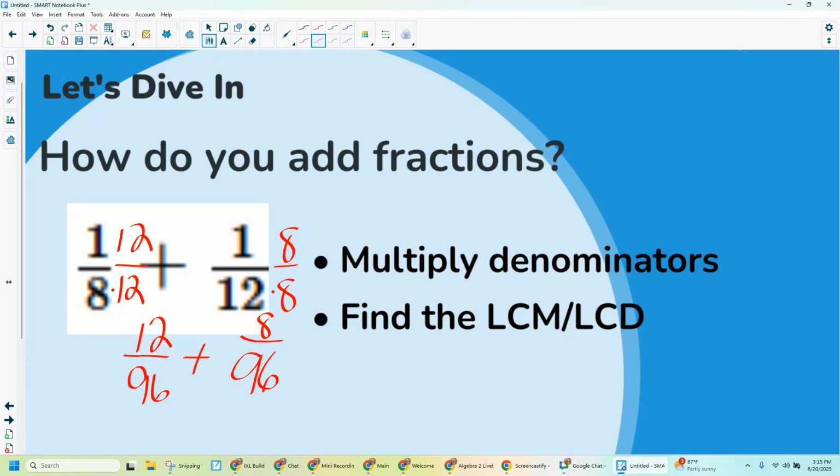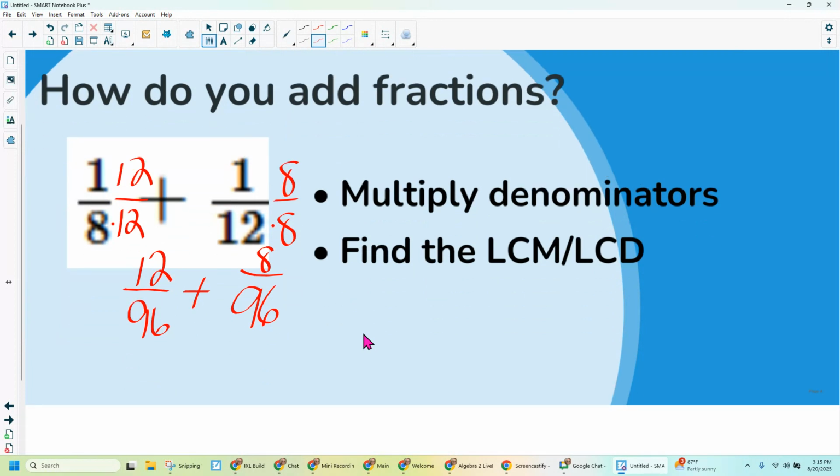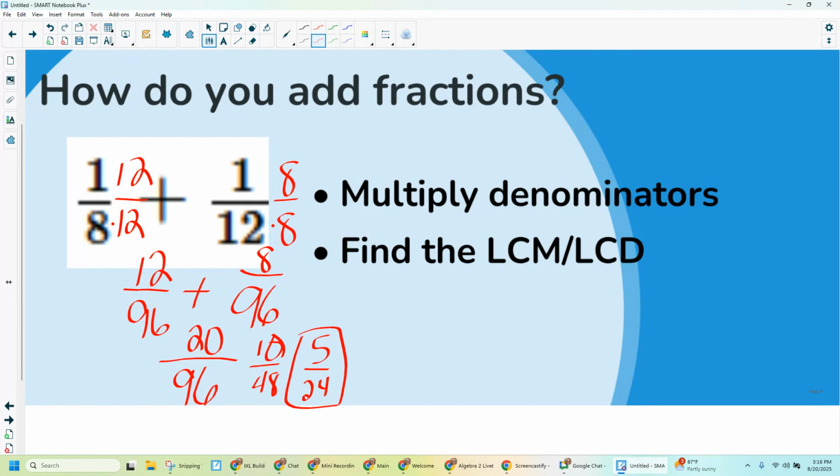So now you can simplify by just adding straight across, because everything is over 96. You have a common denominator. 12 plus 8 is 20. Then we would want to simplify further. How does that break down? 20 divided by 96. Oh, let's see. I know that's 10 over 48 if I divide by 2. And 48, that still can go down more. 5 over 24. That would be my final simplified fraction. Now, that was multiplying the denominators to get a common denominator.